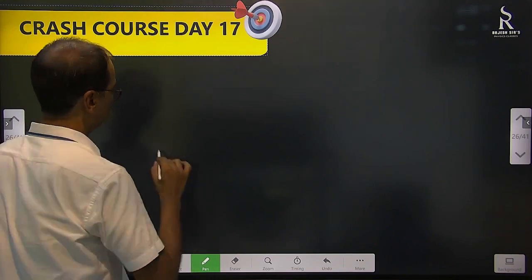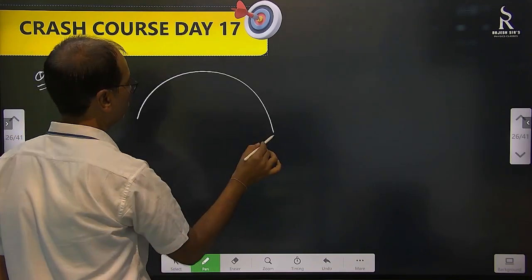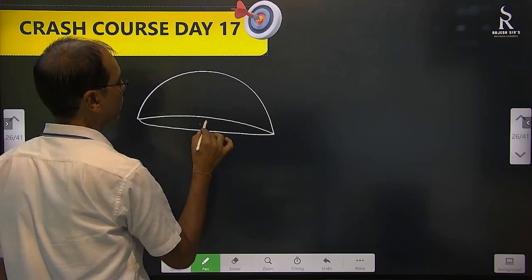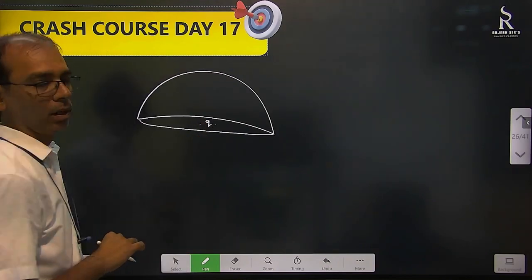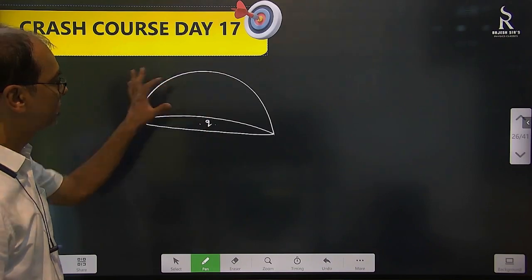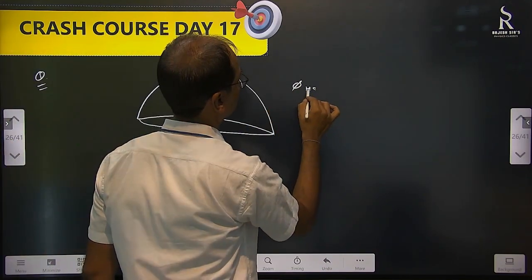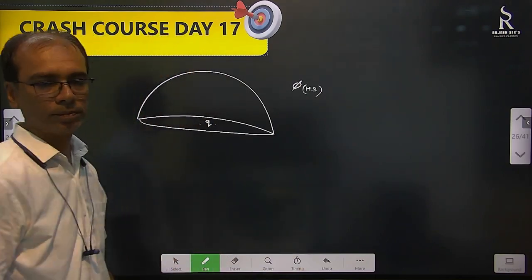I make one hemisphere, and I say that here is the charge I am keeping, at the center. So how much is the flux through this hemisphere?